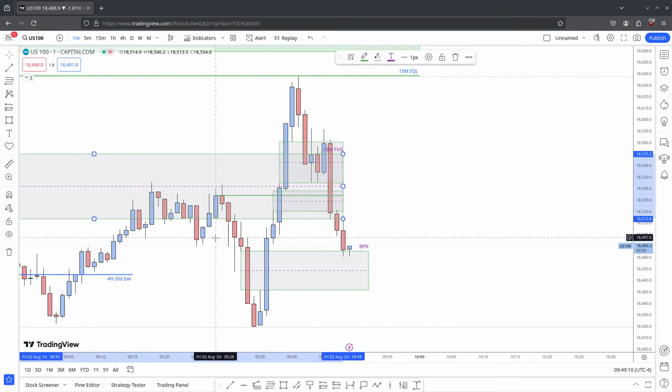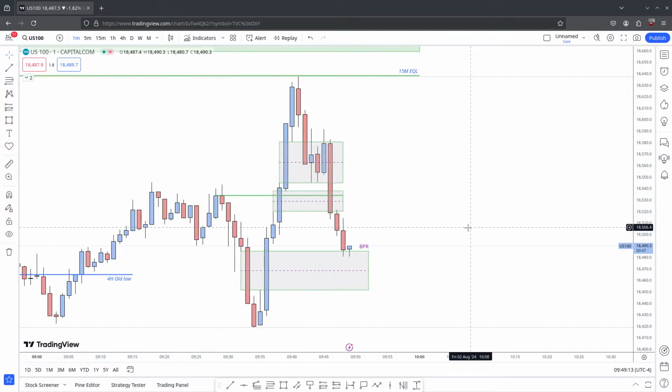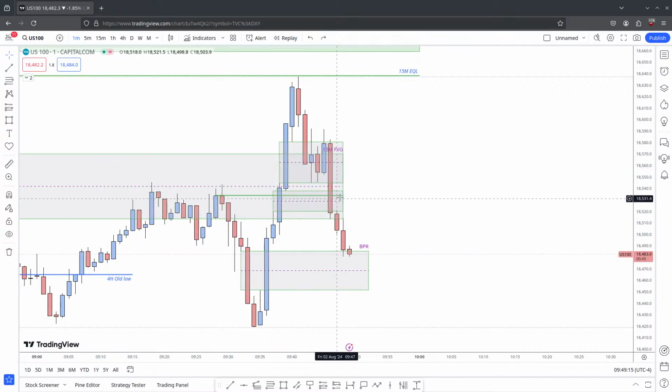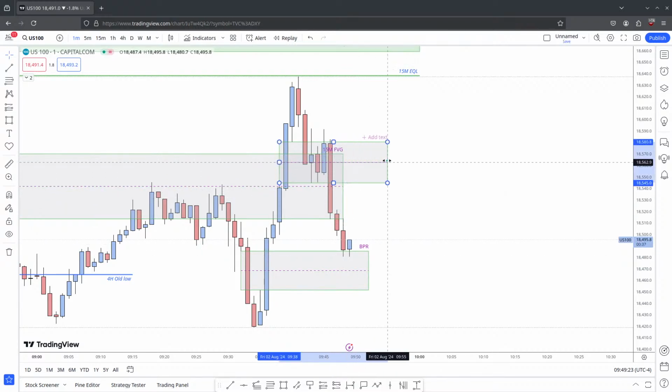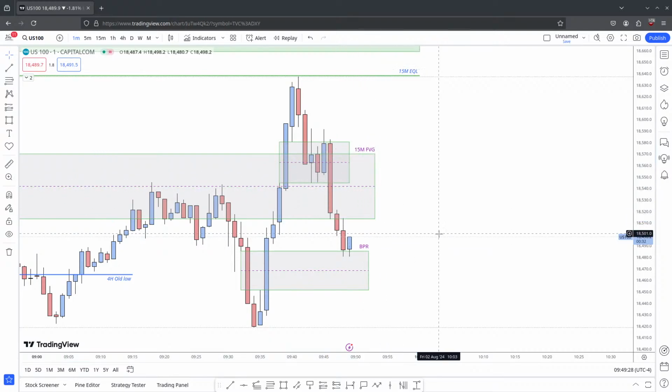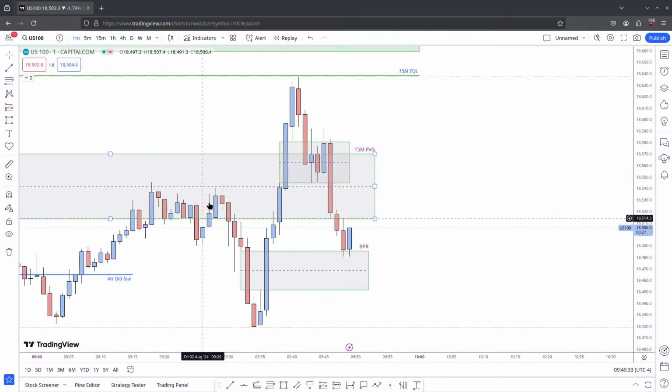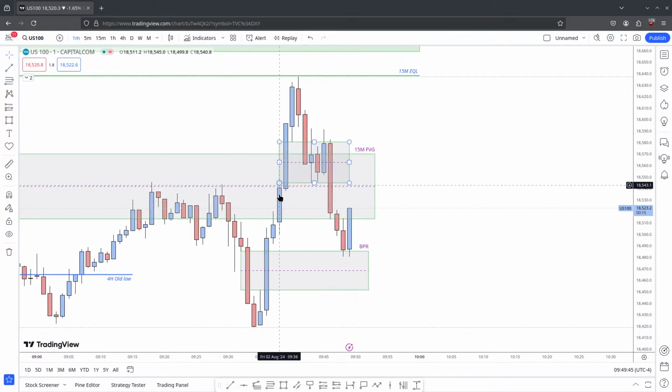Okay, so that breaker block now has been invalidated. And this is something that I love about breaker blocks, that we can still keep that on the chart. Something I love about breaker blocks is when you've got your breaker blocks coupled with fair value gaps and order blocks. In this case, we only have the breaker block coupled with this, which was a fair value gap.